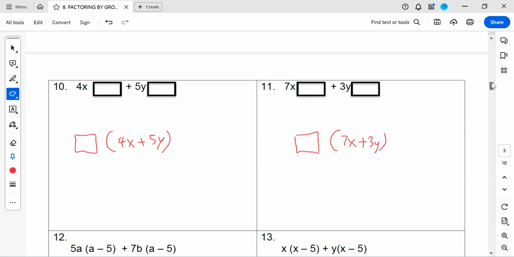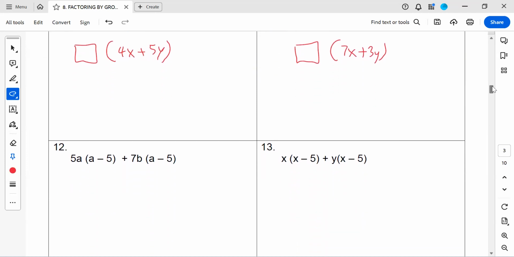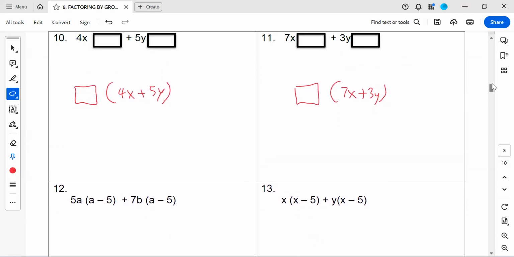Okay, so now let's look at 12. Now, I'm looking at 12 and I'm thinking to myself, what does 12 have to do with what we just did? Over here, we had rectangles. This looks like it's doing too much. But if you take a close look, we just replaced the rectangle with a minus 5. The parentheses now becomes our rectangle, and we can factor it out the same way.